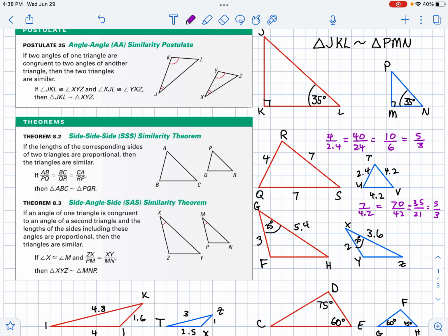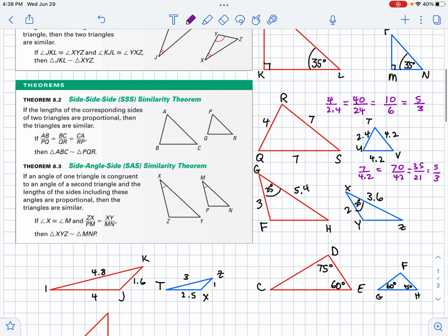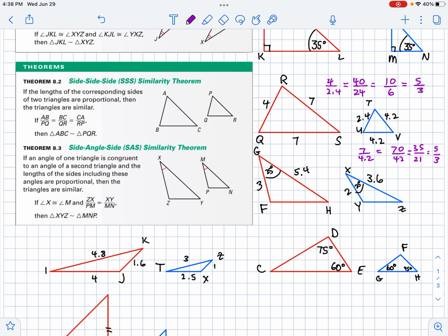So these two triangles are similar by side, side, side. Now there's another one, the side angle side. Now let's see what this is. Remember, there's a side angle side for congruence as well. But here, if an angle of one triangle is congruent to an angle of the second triangle, and the lengths of the sides including these angles are proportional, not congruent, but proportional, then the triangles are similar.